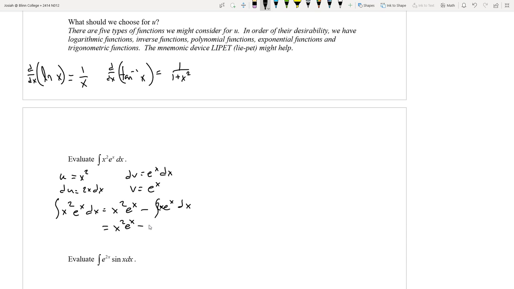I'm going to take this 2 out. So we have another integration by parts to do here. Again, we have to choose u, and we have a polynomial here, x. So dv will be the rest of it. So du is dx, and v would just be e to the x.